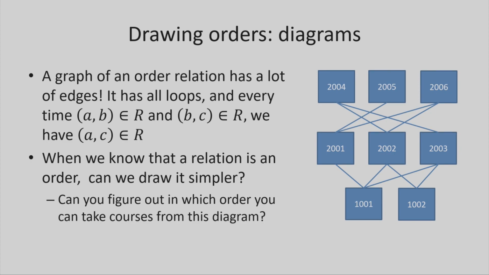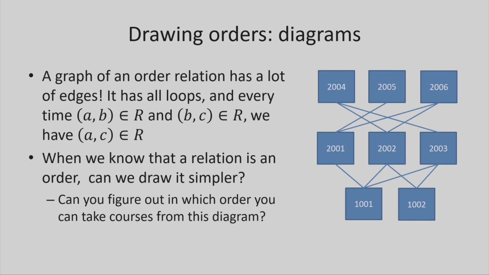After all, if I give you this diagram of course prerequisites, you have no trouble figuring out that you need to take 1001 before you take 2005, even though I didn't explicitly put an edge from 1001 to 2005. So can we do something like that in general, which would make nicer pictures for relations that are orders?